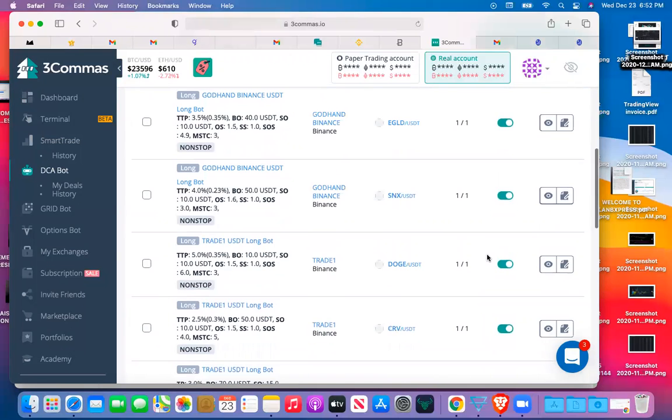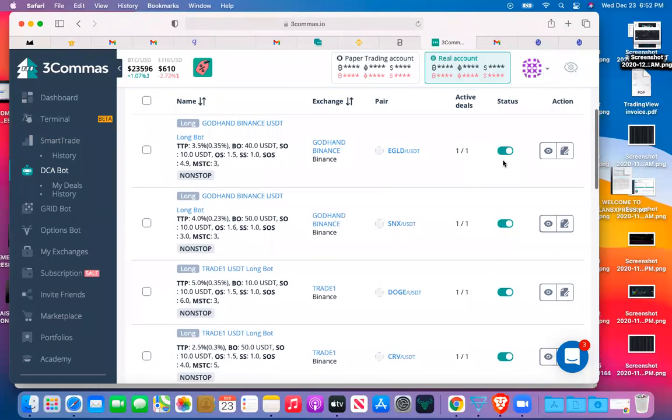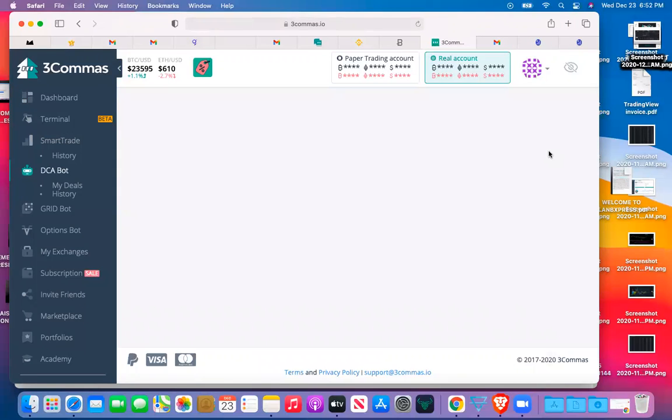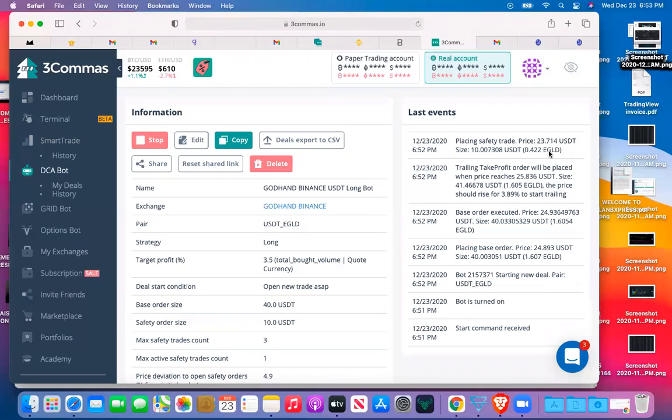e-gold, right? Yeah, look at e-gold over here. There's e-gold. Here is e-gold. Now I move on this way. Now look at it. E-gold. See the market. The boat is starting a new deal, pair USDT e-gold. Okay. Now place order, base order size.